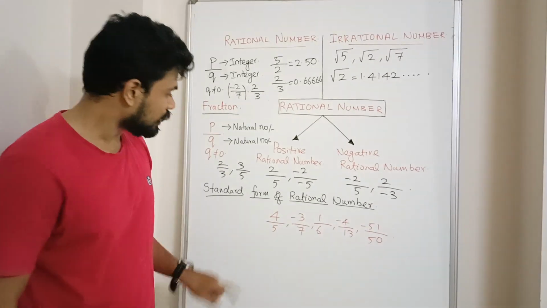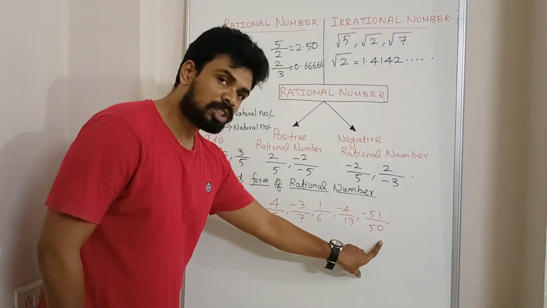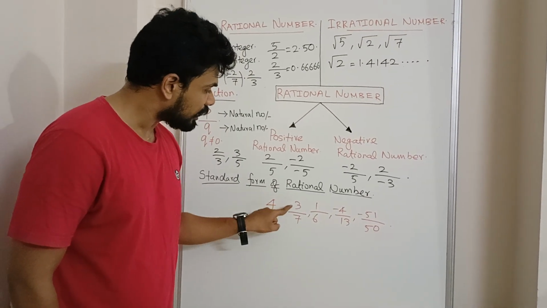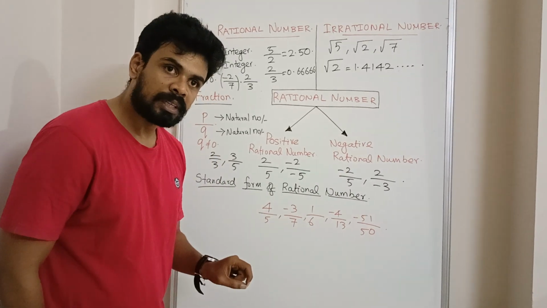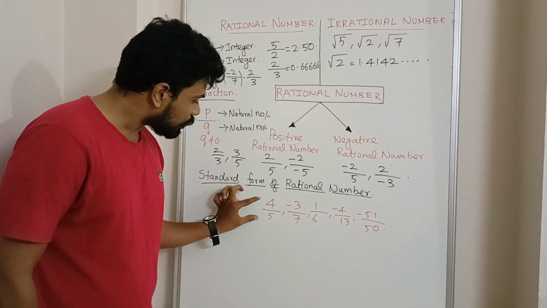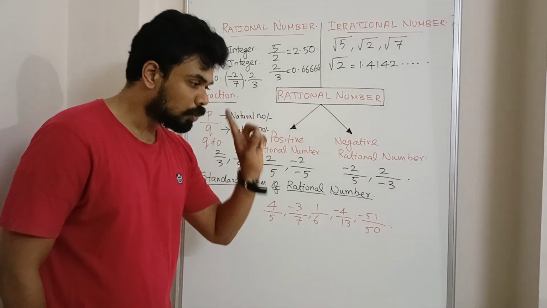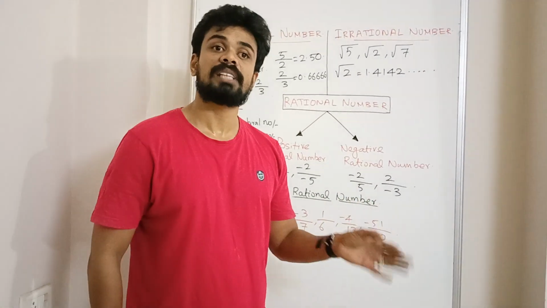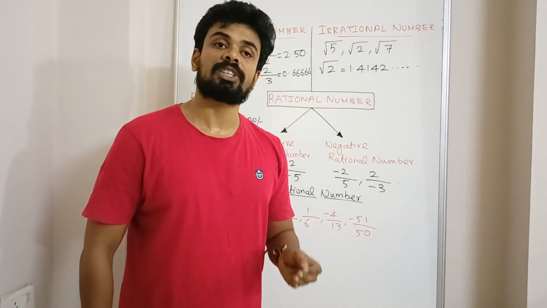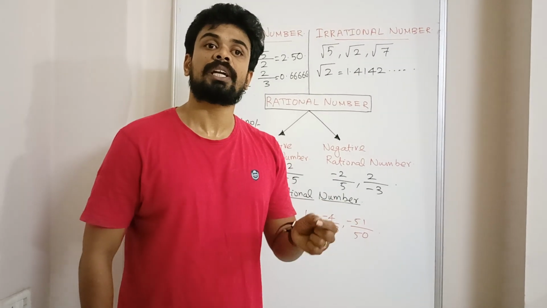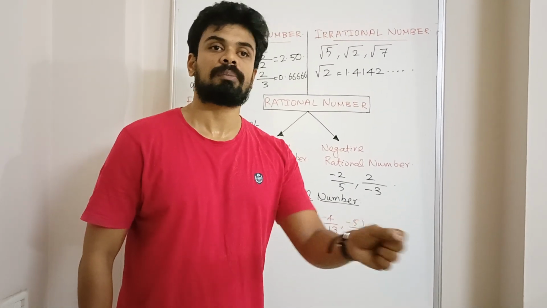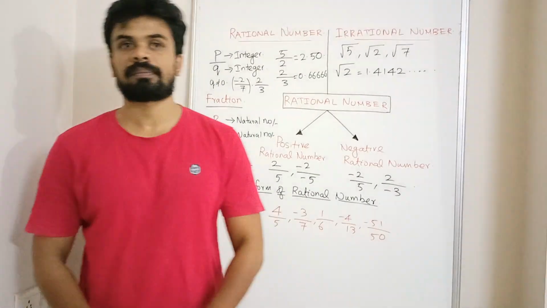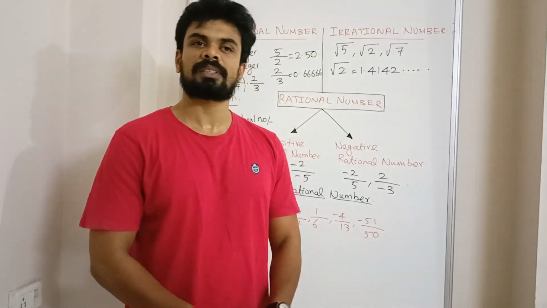See, I am repeating the conditions. The denominator must always be positive. Even if a negative sign comes, it must come in the numerator only, and the common factor of numerator and denominator is always 1, none other than that. So these are all the conditions that a particular number should satisfy to be in the standard rational number format.